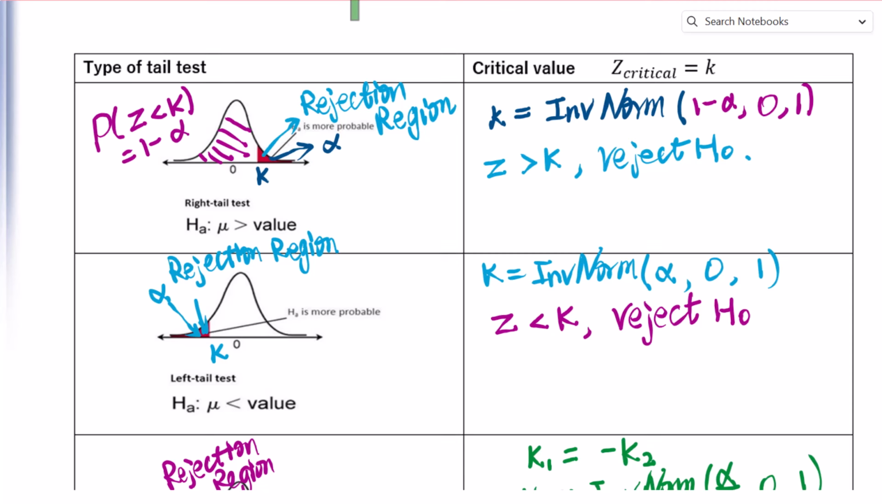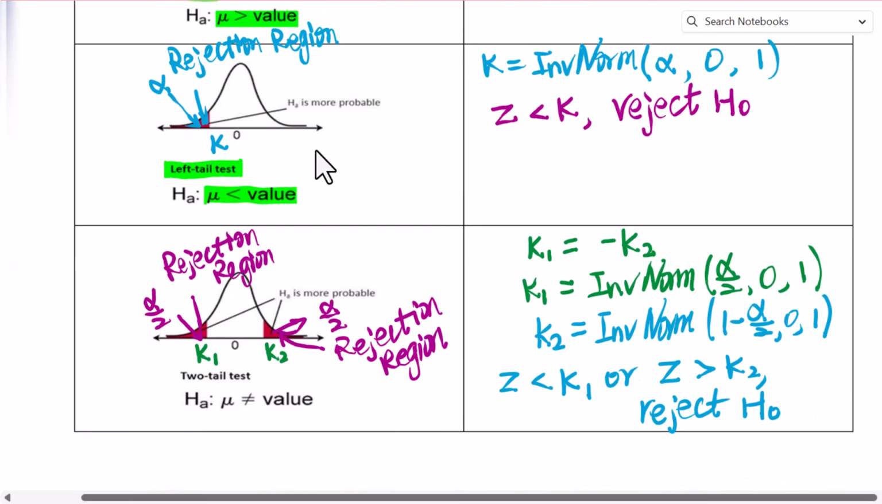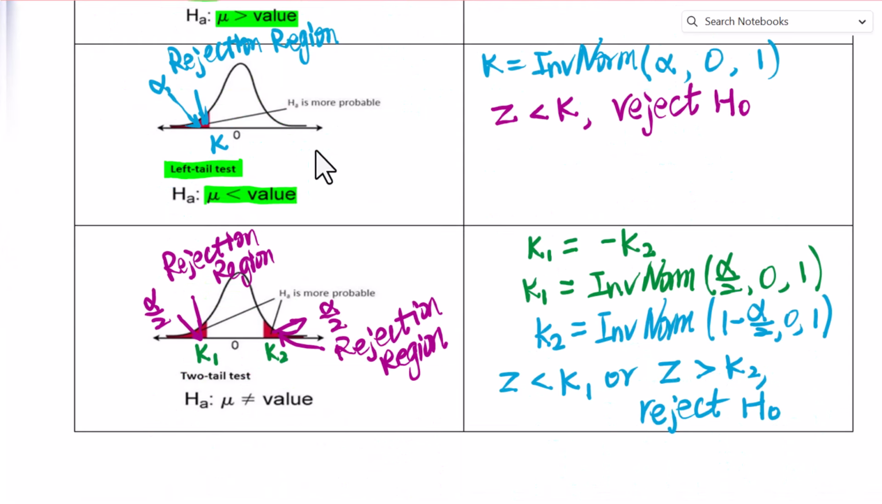Try to remember the relationship between H1 and what kind of tail test. When H1 is mu greater than certain value, it's a right tail test. When H1 is mu less than certain value, it's a left tail test. When H1 is mu not equal to certain value, then it's a two-tail test.